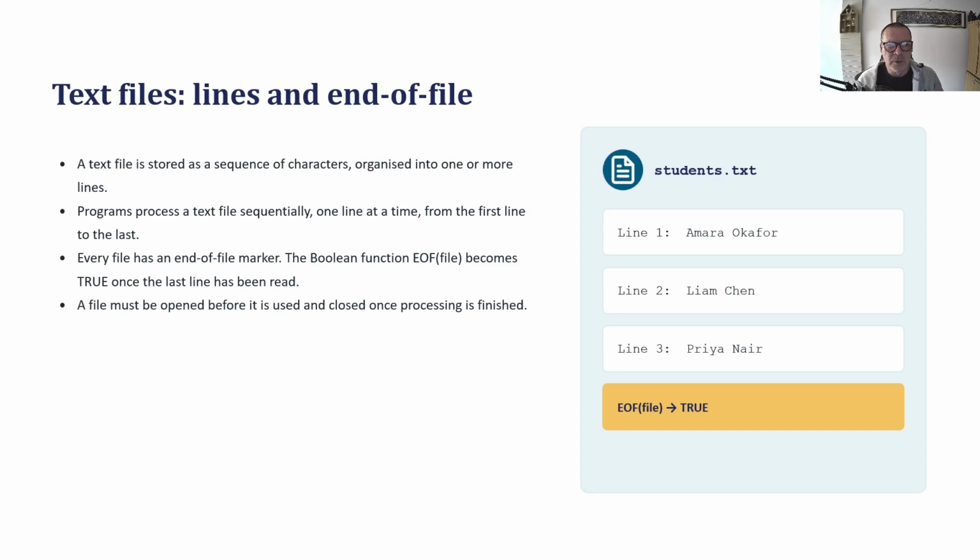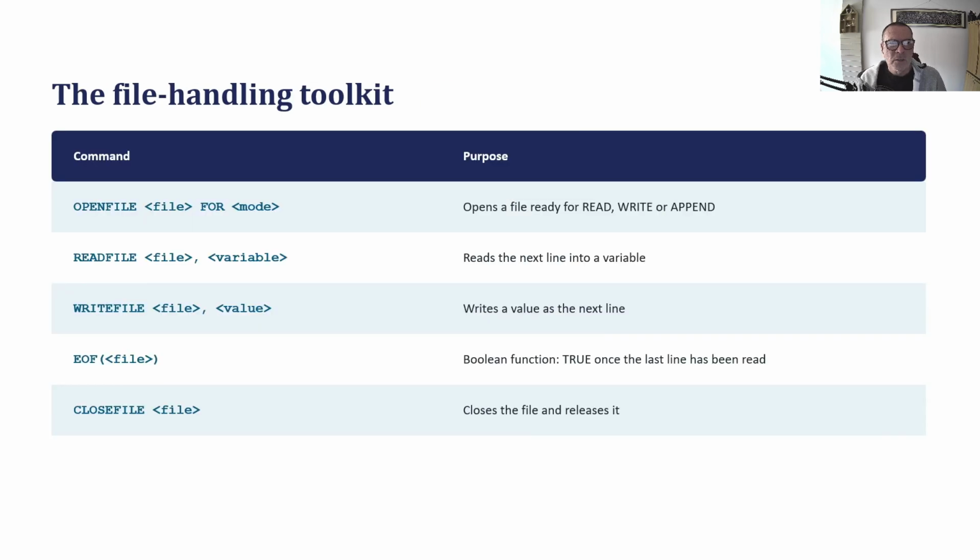And a file must be opened before you can use it, and it should be closed once you've finished. So here are the pseudocode commands you'll need for handling files. First of all, you need to open the file with open file, and then you give the file name. That could be a variable name or a literal string containing the name of the file. And then you say how you want to open the file. So you can either open it for read, if you're just reading through the data, open it for write, if you want to create new data, and append if you want to add the new data onto the end of an existing file.